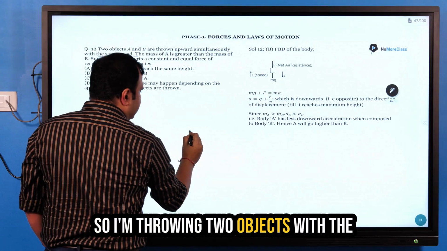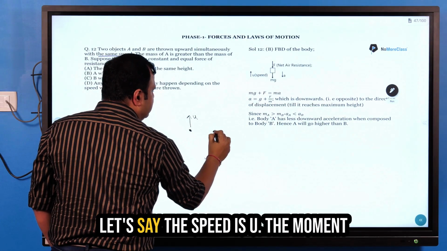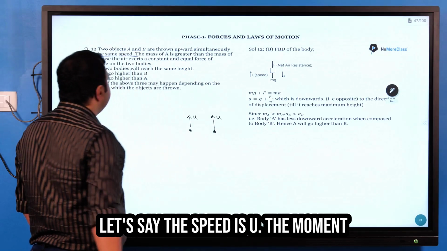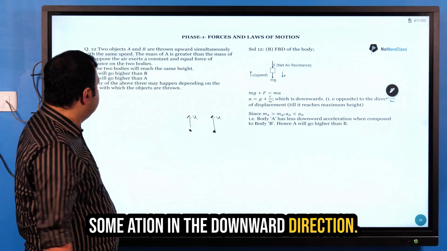So I'm throwing two objects with the same speed in the upward direction. Let's say the speed is u. The moment you are throwing them, you will see some acceleration in the downward direction.